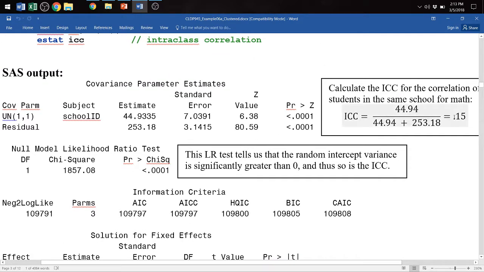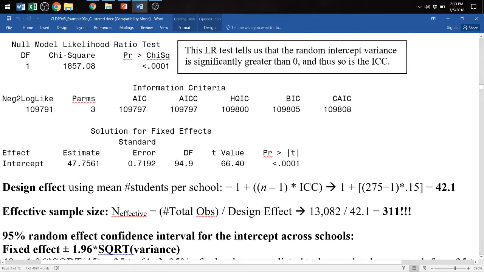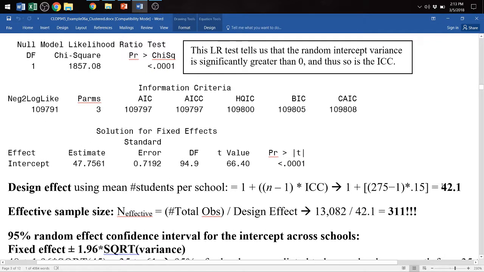Given this intraclass correlation and the average number of kids per school, which was 275, I calculated a design effect that was simply unbelievable. It's 42. And I could have used different versions of this number, such as the geometric mean instead of the arithmetic mean, but it's still going to be a huge, huge design effect of 42. So when I thought I had 13,000 kids, I actually have about 311 when it comes to how much unique information they provide. I know, right? The first time I saw that, I was like, there's no way that's right. And I checked it like 17 times, and it's right.